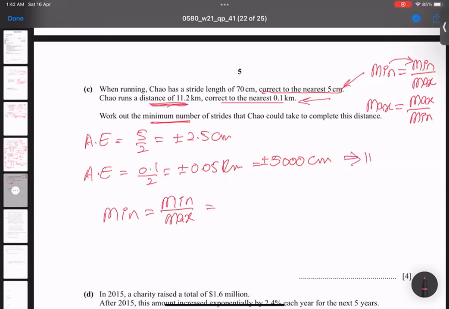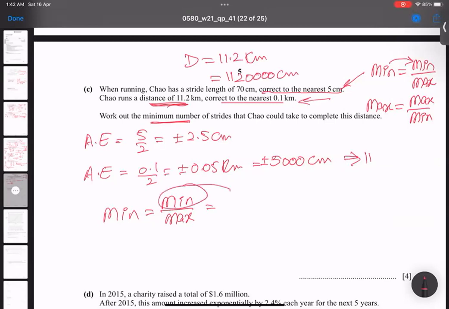The distance is 11.2 kilometers. How do we convert it? 11.2 kilometers needs to be converted into centimeters. It is not a hard job. 11.2 times 1000 and times 100, and I get 112 followed by 4 zeros, in centimeters.